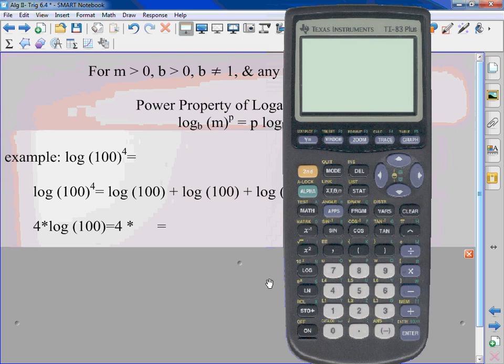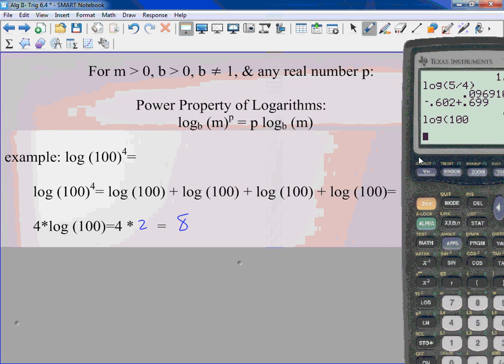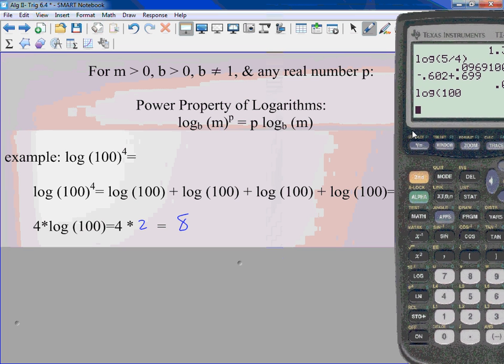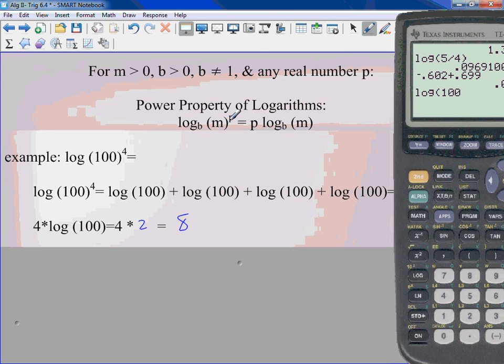Okay, what does log mean if it's not written there? What's the base? 10. Log of 100 is 2 because 10 squared is 100. So it's actually 4 times 2, which is 8. So this meant 2 plus 2 plus 2 plus 2. If I have an exponent, it's just whatever that original log was times by what the exponent was.